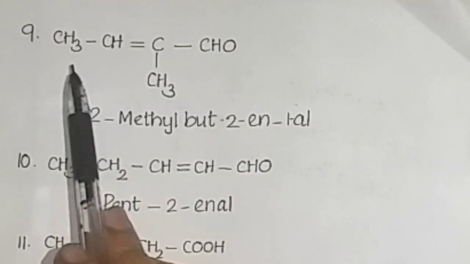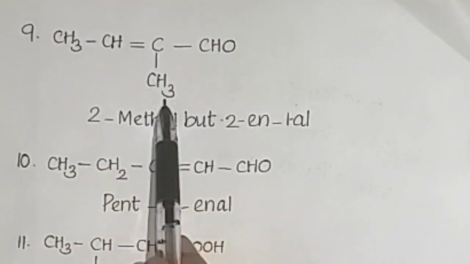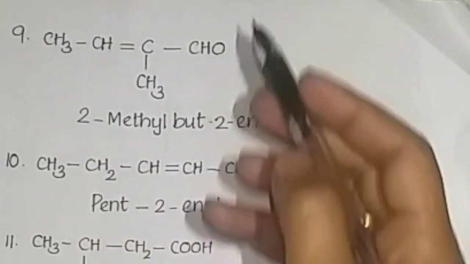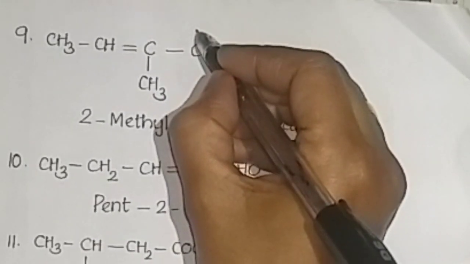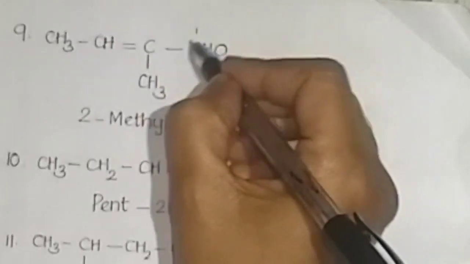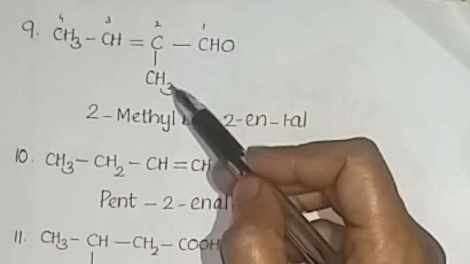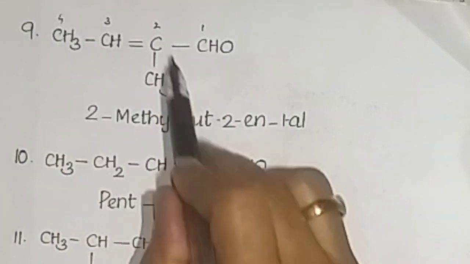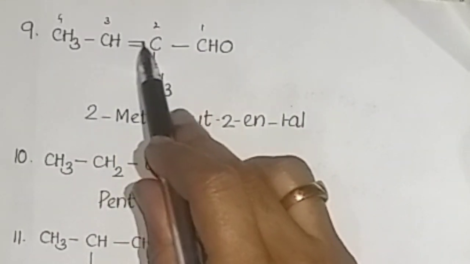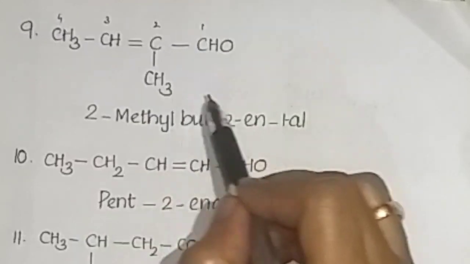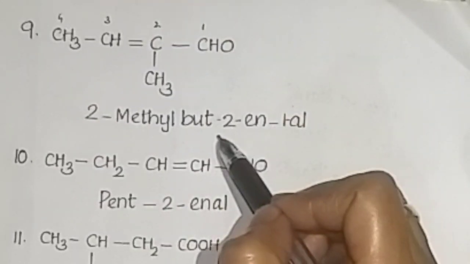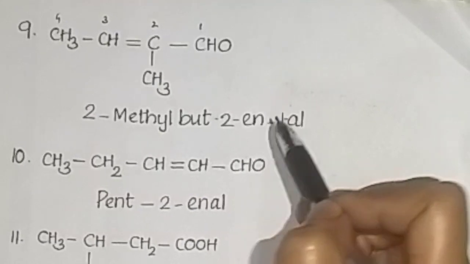Next one, CH3, CH double bond C, CH3, CHO. Select the longest continuous carbon chain including the functional group, 1, 2, 3, 4. Then on the second carbon atom a methyl group is present. So 2-methyl but, 4 carbon atoms, but-2-ene. In the second carbon atom a double bond is present. So 2-methyl but-2-en-1-al, or but-2-enal.